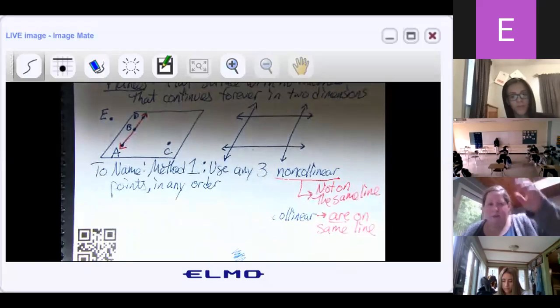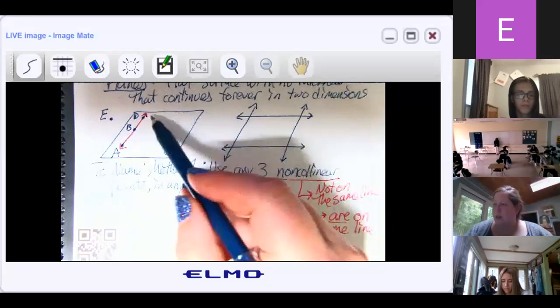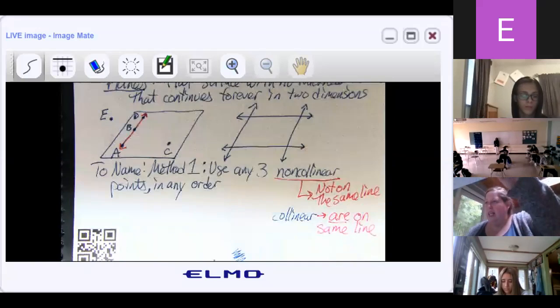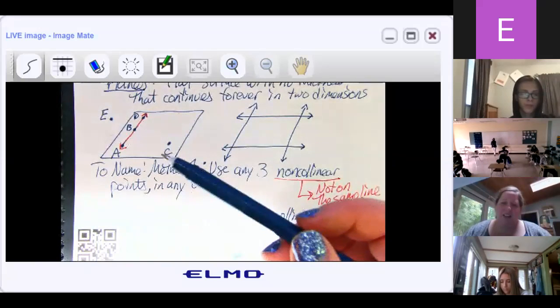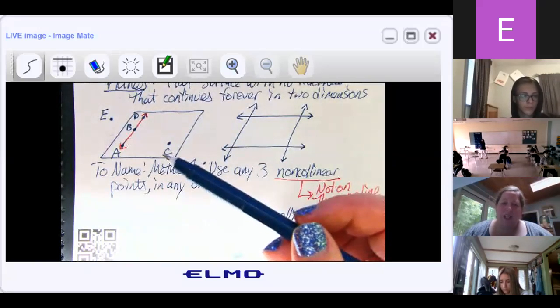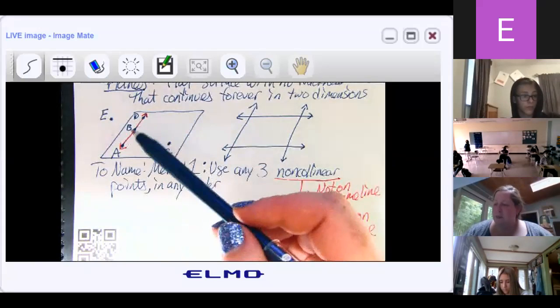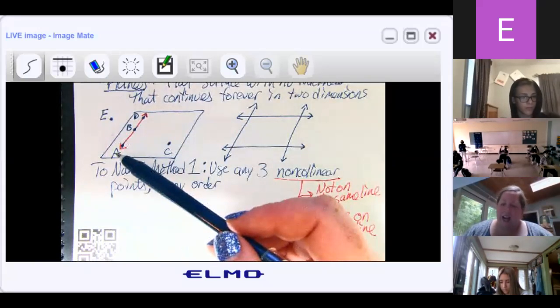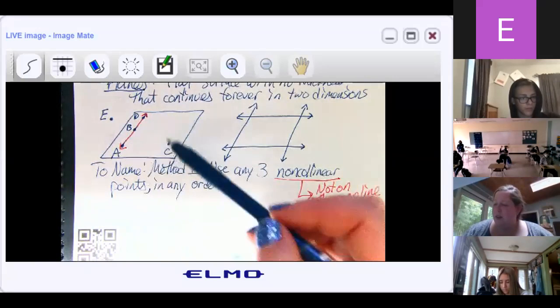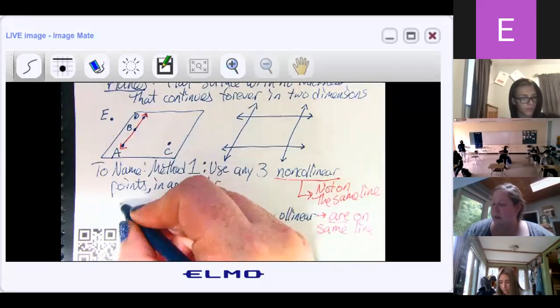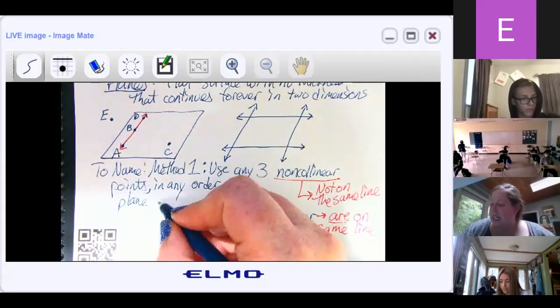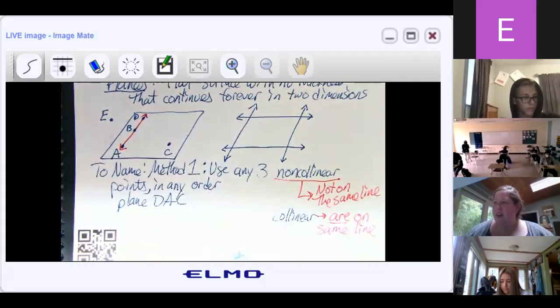All right. So I'm trying to name this plane now. If I'm going to use method 1, I need to pick any 3 points that are not on the same line. So you could not name this plane DBA because they are all on the same line. I'd have to pick any of the 3 points out of the 4 that are not on the same line. So for example, I could name this plane DAC if I wanted. Those are 3 points that are all in the plane and that are not on the same line.